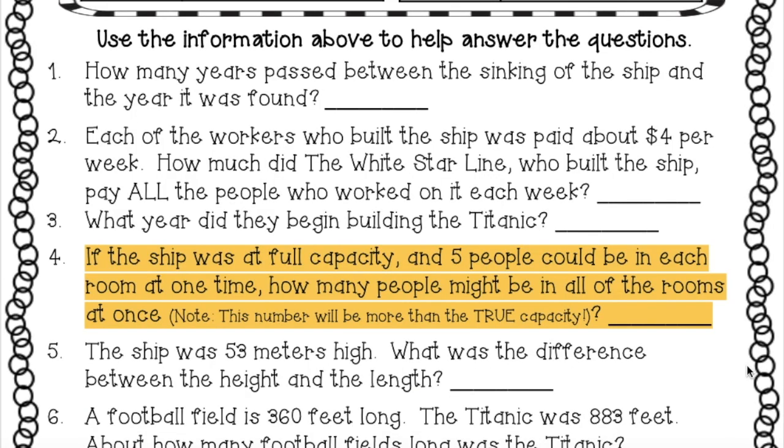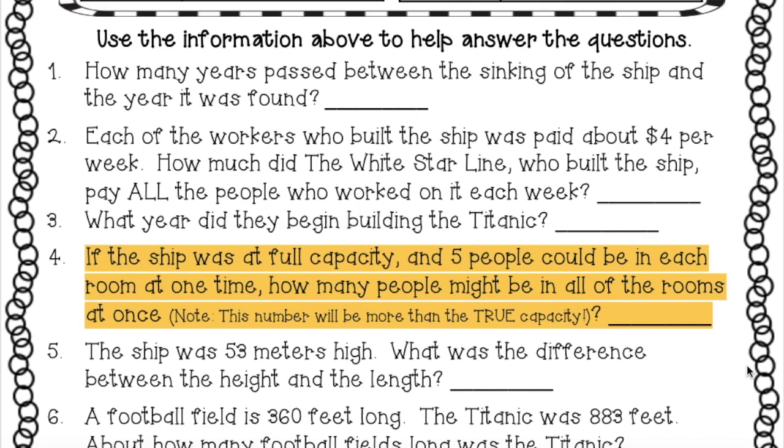Okay, let's take a look at number 4. It says if the ship was at full capacity, that means that all of the rooms in the ship were completely full, and 5 people could be in each room at one time. How many people might be in all of the rooms at once? So for this problem, we have to figure out what the full capacity or amount of rooms were on the ship. So that's what we're going to look for when we look in our data.